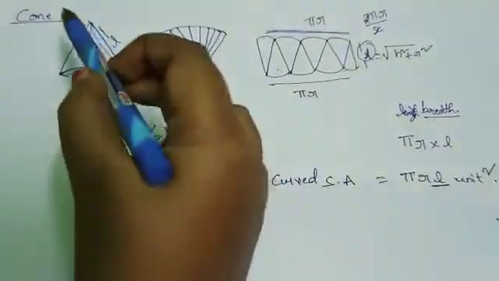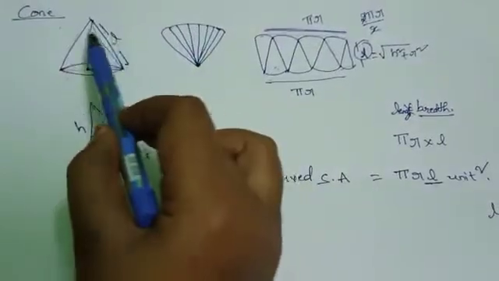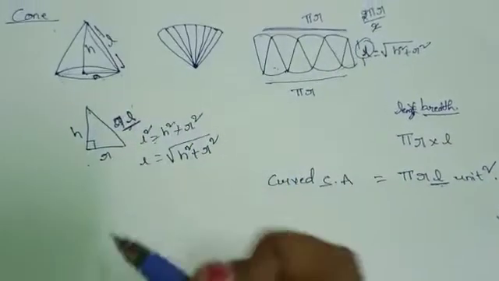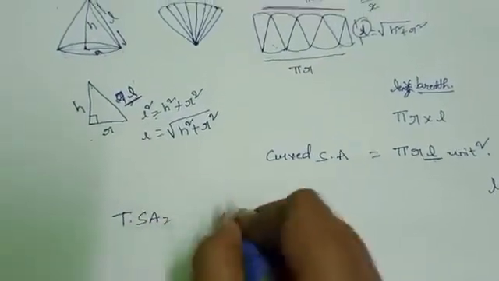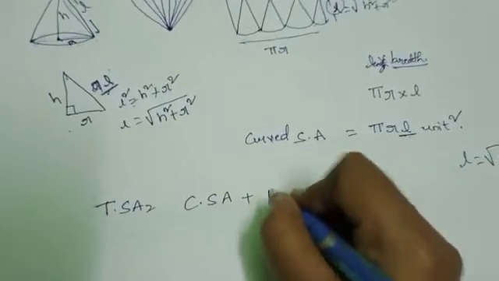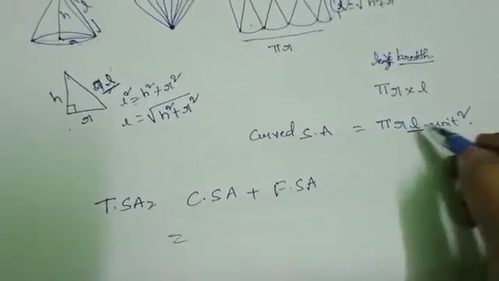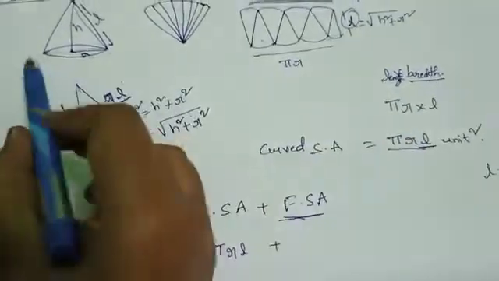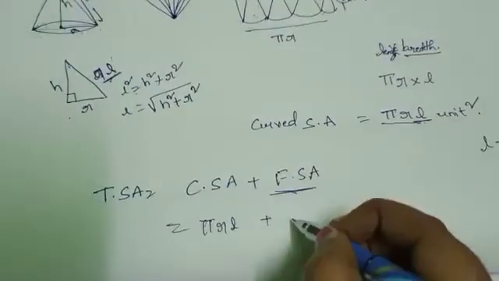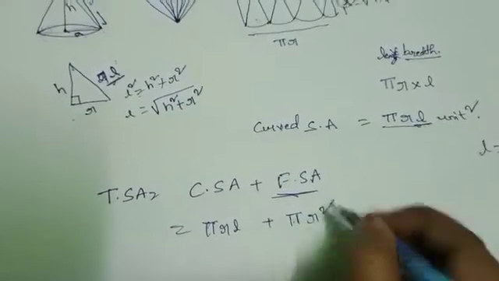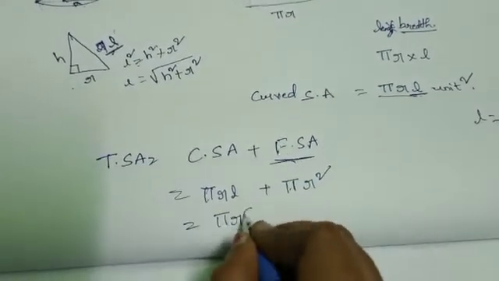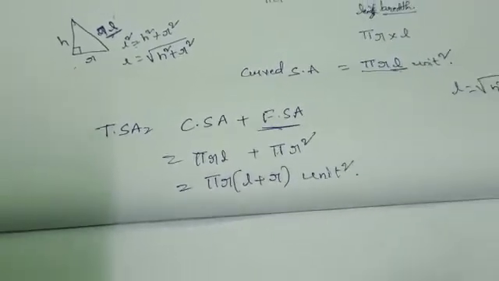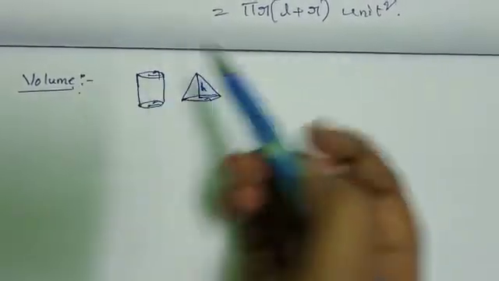What is the total surface area of cone? Cone has one curved surface and one flat surface. Okay, total surface area of cone equal to curved surface area plus flat surface area. Curved surface area equal to pi r L. Flat surface area. Flat surface is circular in shape. So area of the circle is pi r square. Here pi r is common. pi r into L plus r. Units are unit square.